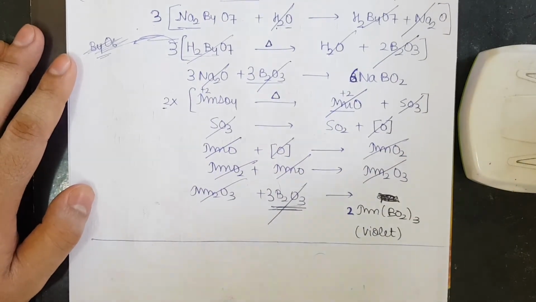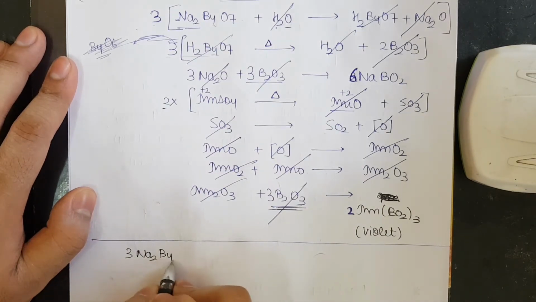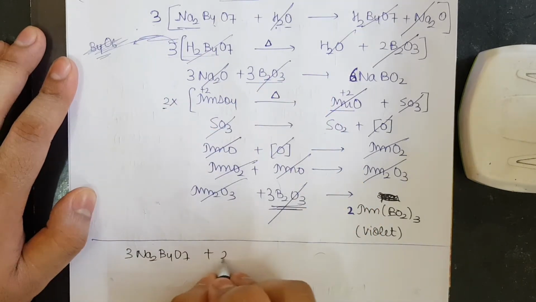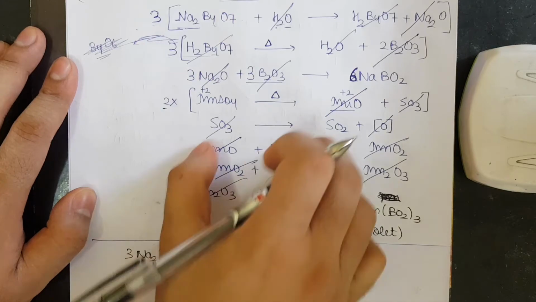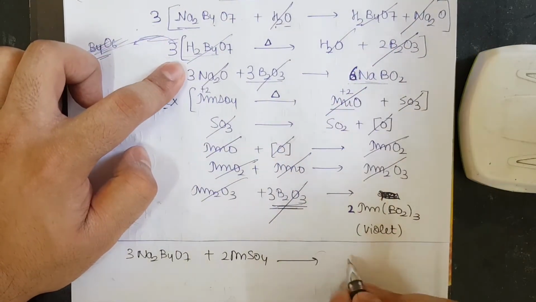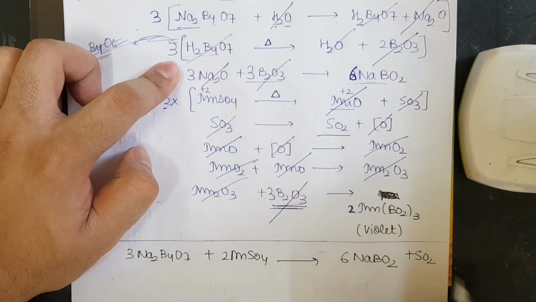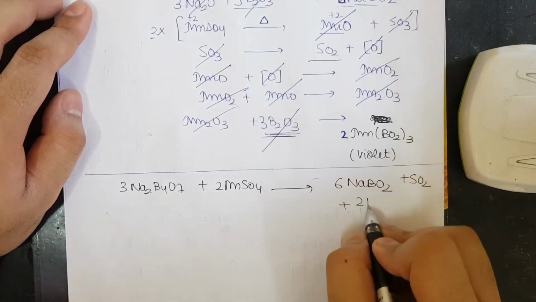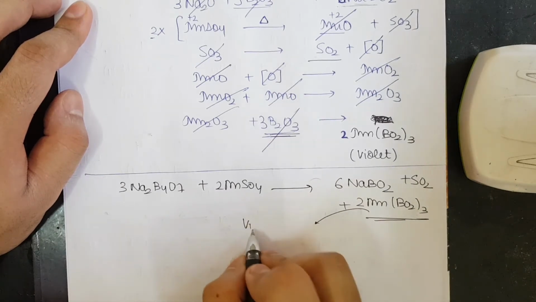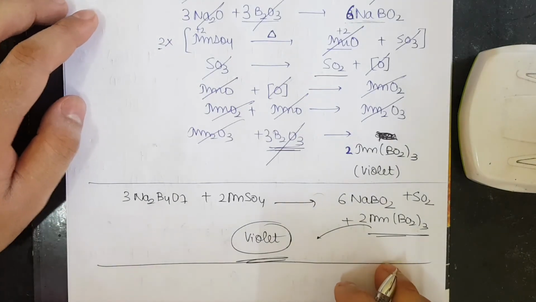So you can see we have derived this reaction. So here we get what? 3Na2B4O7 from here, plus on the left hand side we have 2MnSO4. Rest everything is cancelled on the left hand side. Gives me what? On the right hand side, try to see. We have 6NaBO2 plus 1 SO2 is formed plus 2Mn(BO2)3. This violet color bead is also formed. So this is violet color. So this is the proper reaction mechanism for this question.